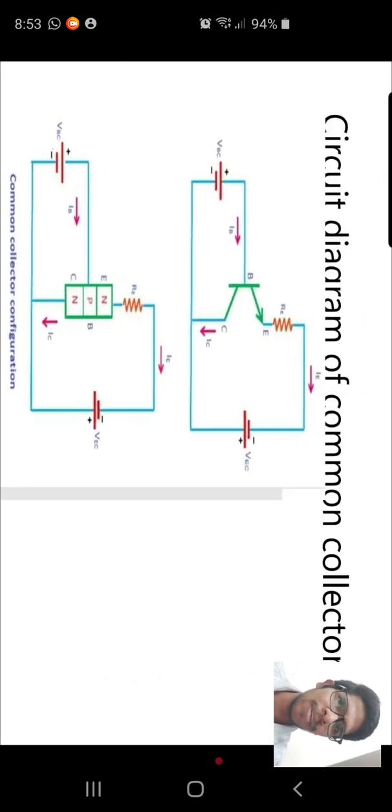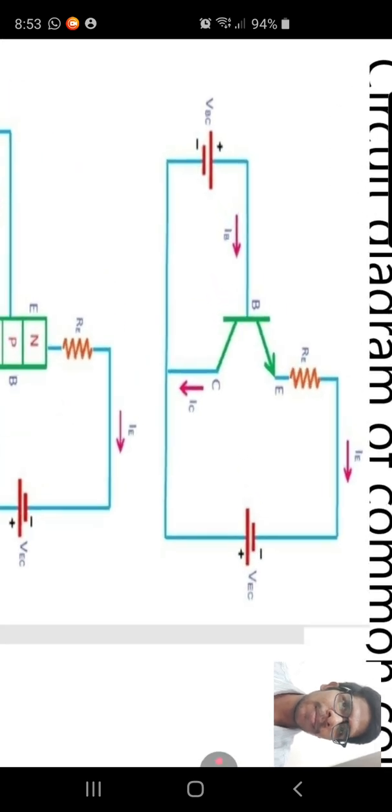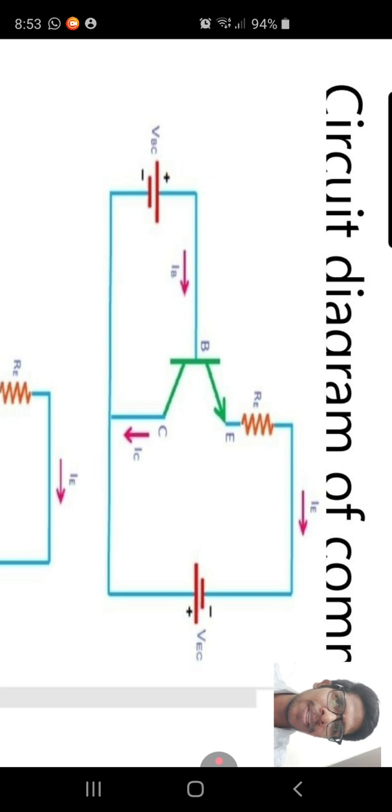Let us discuss about the circuit diagram of common collector. In this diagram, we can observe input is VBC, output is VEC, and the input current is IB, which we measure in microamps. The output current IE we measure in milliamps. C is the common collector, always connected to ground. B is base, E is emitter. The incoming current is the base current and the outgoing current is always the emitter current.